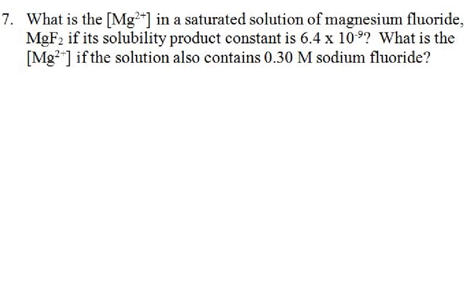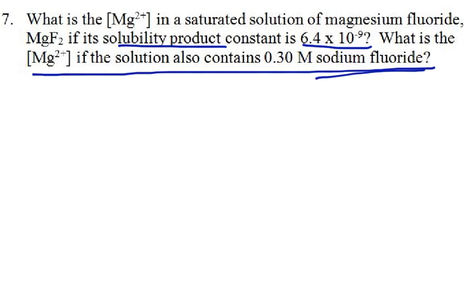Now, question 7 says, what is the magnesium ion concentration in a saturated solution of magnesium fluoride? And the solubility product here is 6.4 times 10 to the minus 9. And it also asks, what's the magnesium ion concentration if it contains some sodium fluoride? So we have two different problems here.